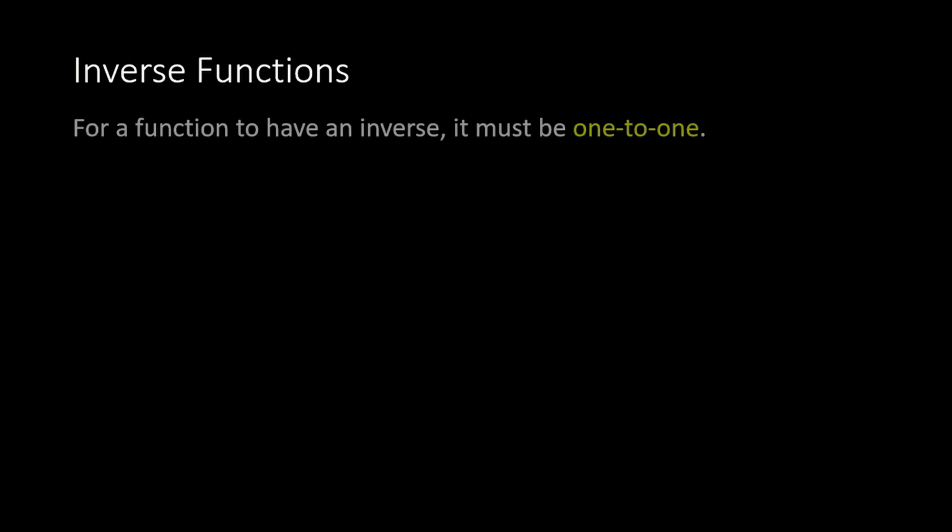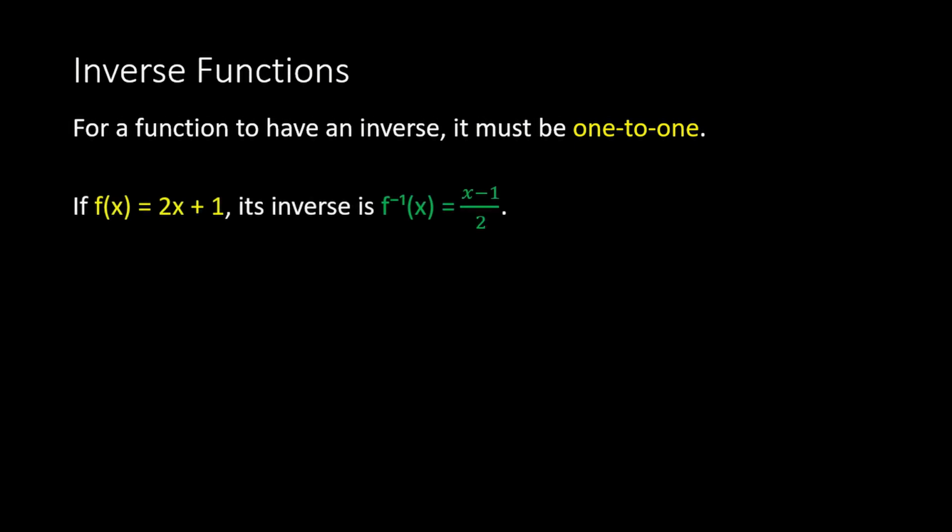Now let's talk about the inverse of a function. A function has an inverse if and only if it is one-to-one. The inverse of a function is written as f inverse of x. For example, if f(x) equals 2x plus 1, the inverse of this function is f inverse of x equals (x minus 1) divided by 2.